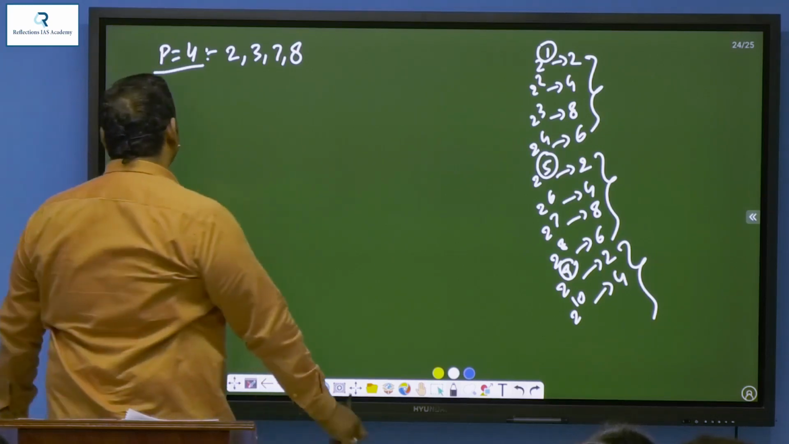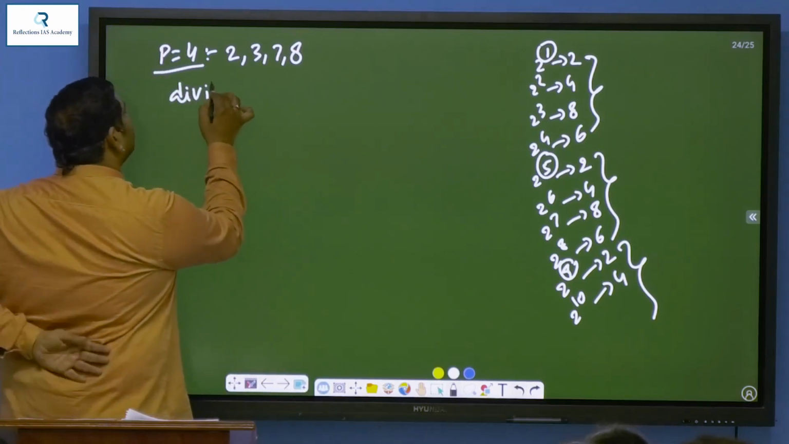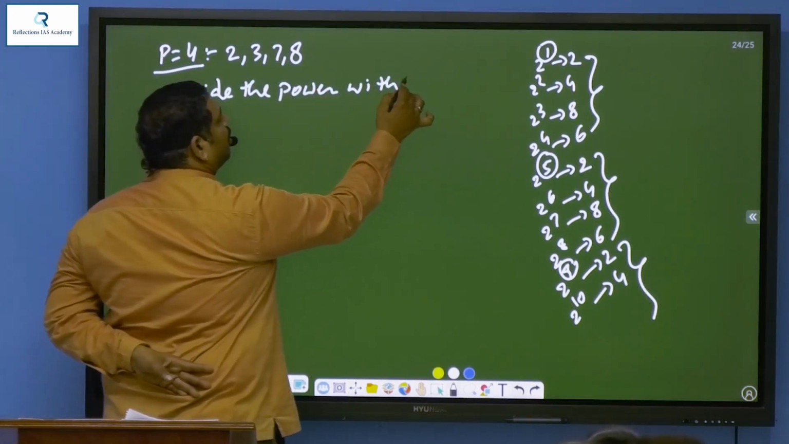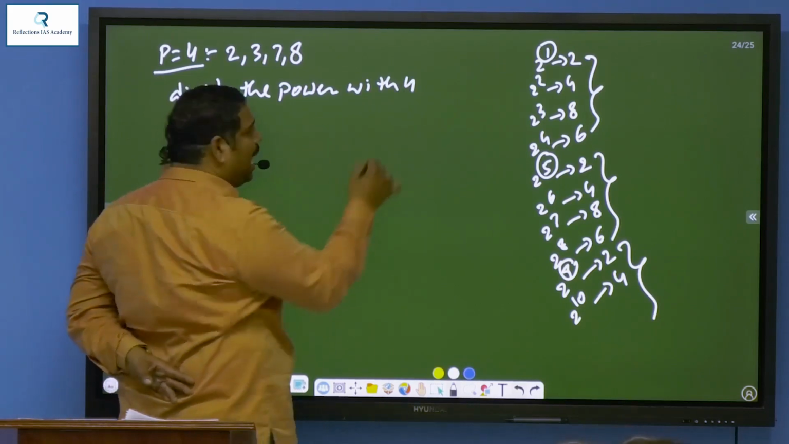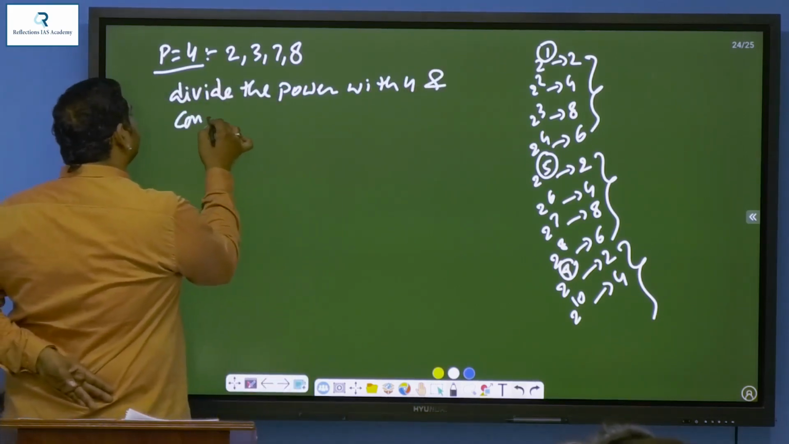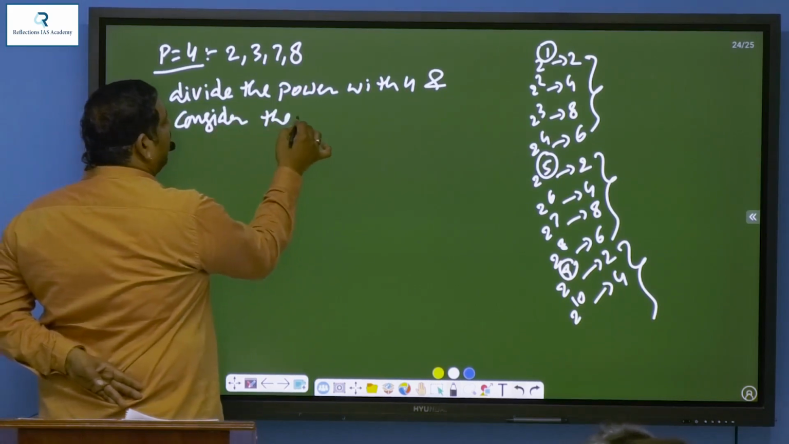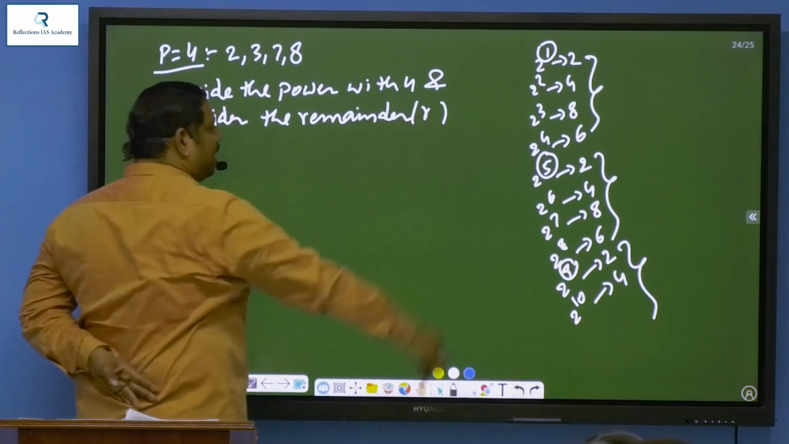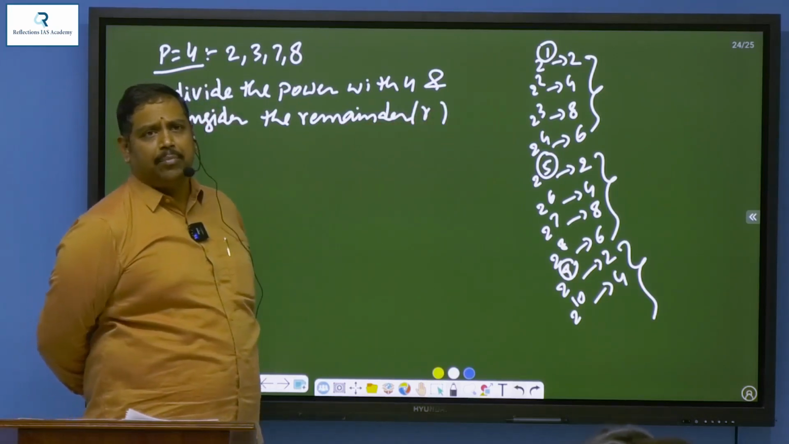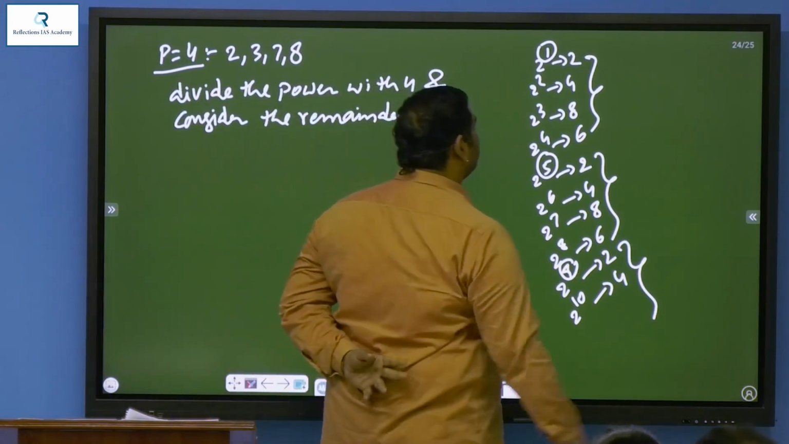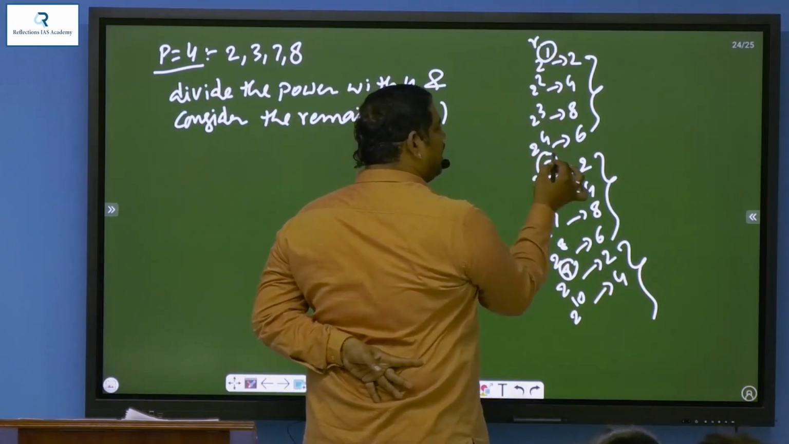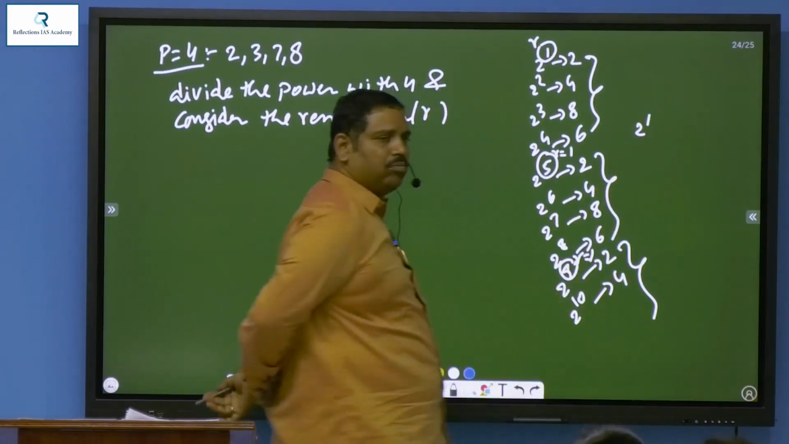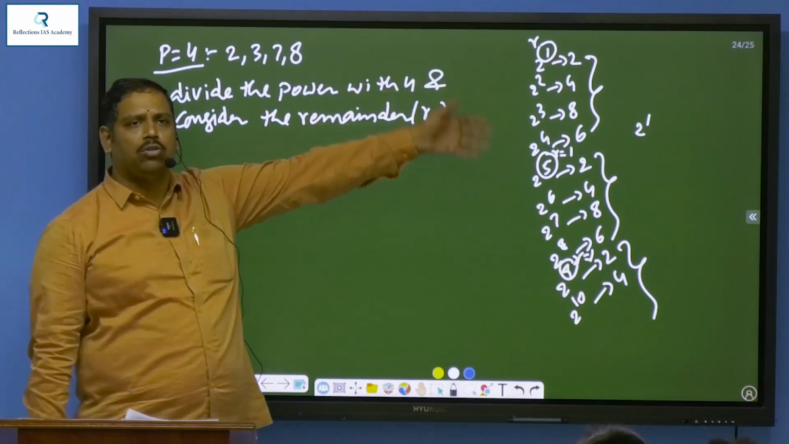That's why what we have to do is divide the power with 4. 4 multiple means it is divided with 4. And consider the remainder R. Now if I want to consider the remainder R, what I have to observe is, here remainder is 1, here also remainder is 1, here also remainder is 1. The answer is nothing but 2 power 1, yes or no? Verify the answer, 2 power 1 or not.